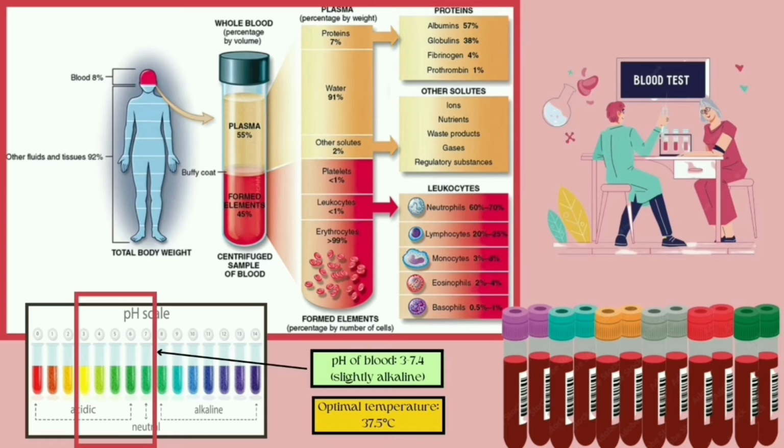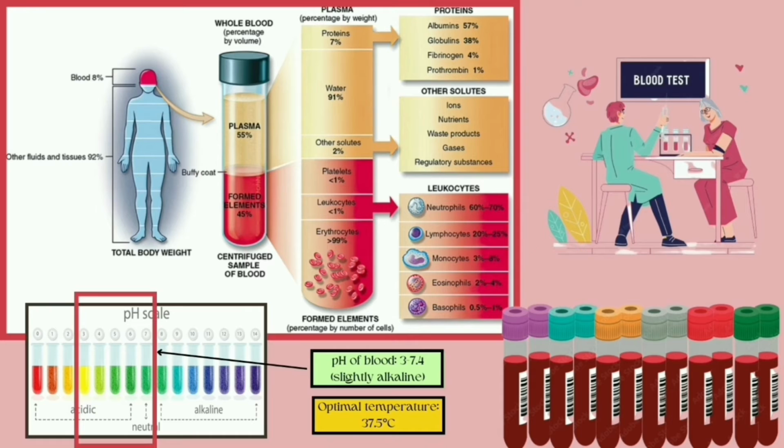Okay, next we have the buffy coat. The buffy coat is less than 1% of our total blood. It contains leukocytes and platelets, whereas the erythrocytes, red blood cells, are about 45% of our total blood. As you can see, plasma has the highest percentage of blood. Out of the 55%, 7% is actually protein, such as our albumins, globulins, fibrinogen, and prothrombin, and 91% is from water, and other solutes are only 2%, such as nutrients, waste products, and gases. So at the bottom there, we have the formed elements, which is our erythrocytes, red blood cells. Out of the 45%, more than 99% of the formed elements are red blood cells.